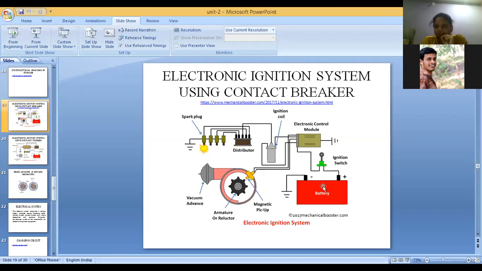Here the current will pass from the battery. Here you have an ignition switch. It allows the current to pass from the battery to the ECU. This is the ignition coil. It will increase the voltage here.